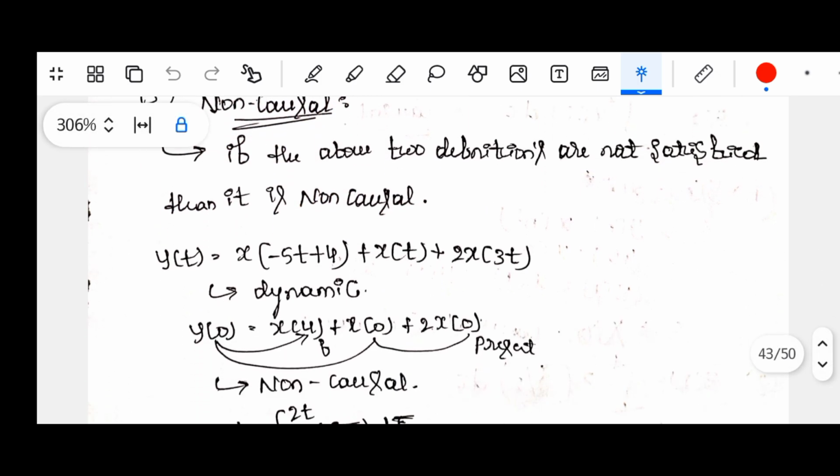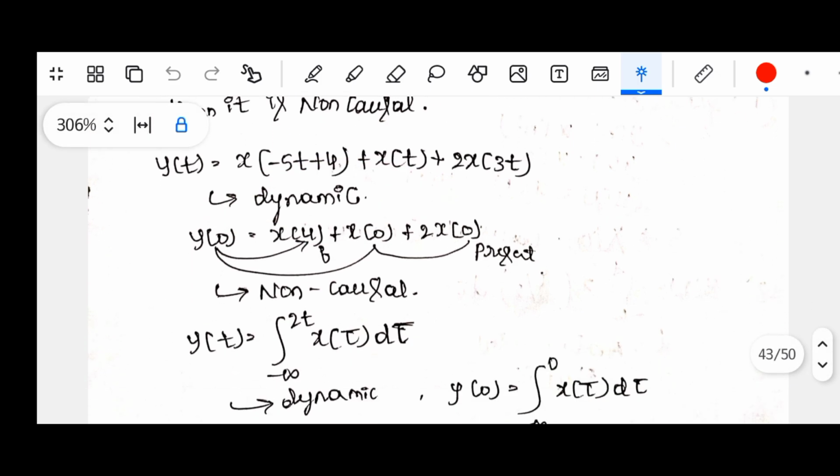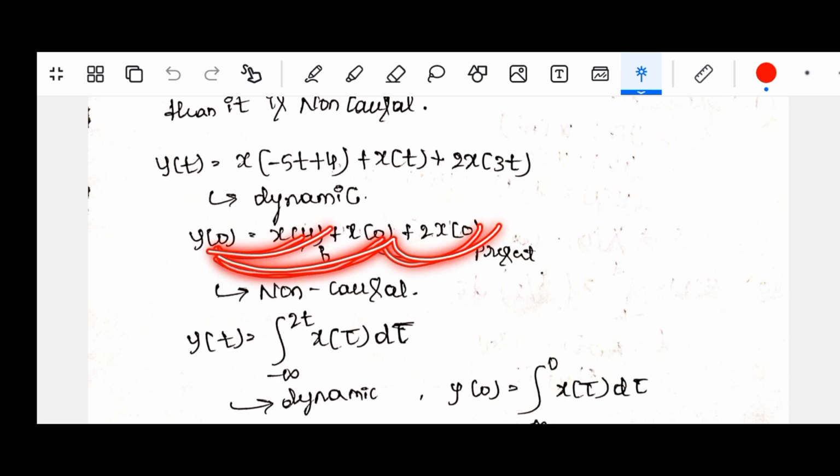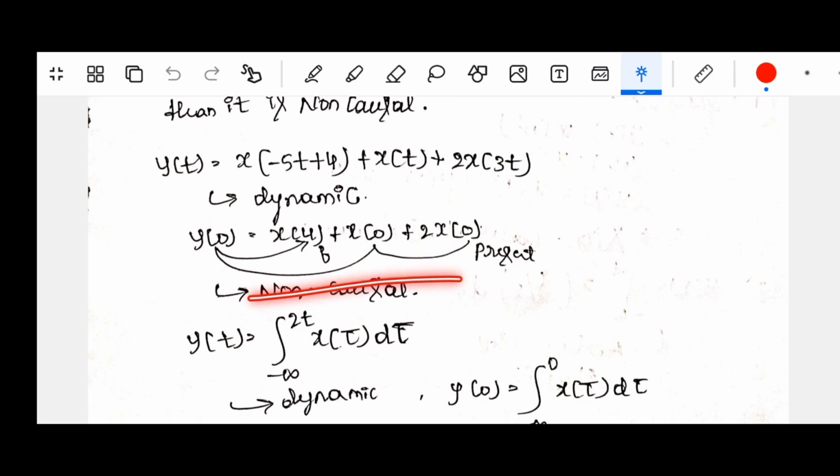Let's see. y(t) = x(-5t) + 4x(t) into 2x into 3t. Here t is not constant, because t is multiplied with -5, therefore it is dynamic. If we put 0, y(0) will be x(0) plus x(4), x(0) and 20x(0), because these two are past and these two are present, therefore it is non-causal.